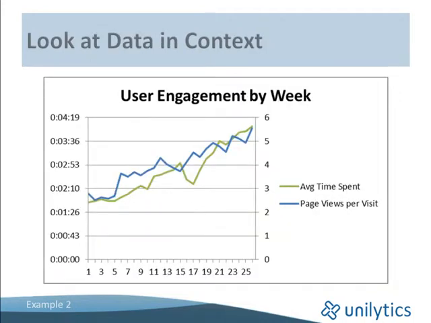So our second example asks the question, are users actually achieving their goals? Taking a look at this graph, we see two engagement metrics. Average visit length, reported in minutes and seconds, is the green line plotted against the left vertical axis, and average page views per visit is the blue line plotted on the right vertical axis. At first glance, everything seems to be good. Both page views per visit and average visit length are trending upward, which indicates users are engaging with your content.